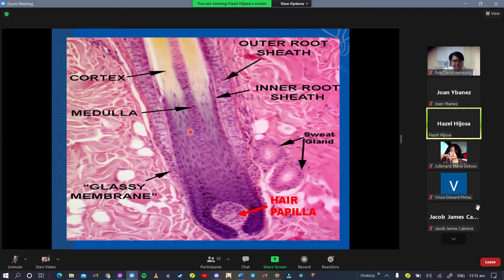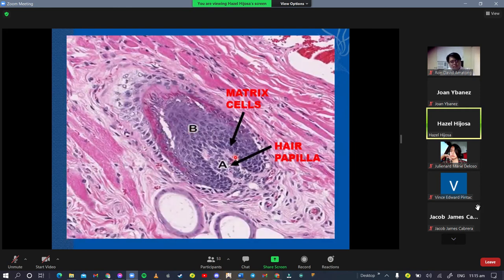In your hair papilla, this is surrounded by a region known as the bulb matrix, which is composed of a dark staining mass of cells immediately adjacent to the hair papilla, and these are the matrix cells or the hair matrix. So this is the germinative layer of the hair follicle. Therefore, this is responsible for the growth of hair.